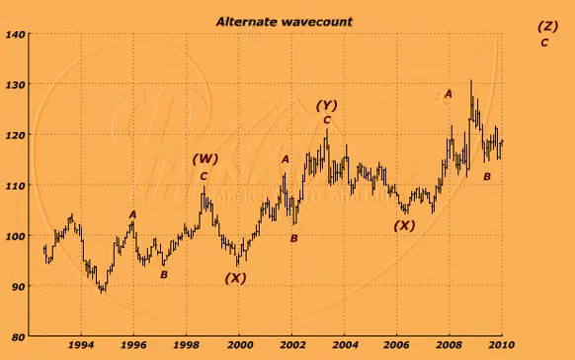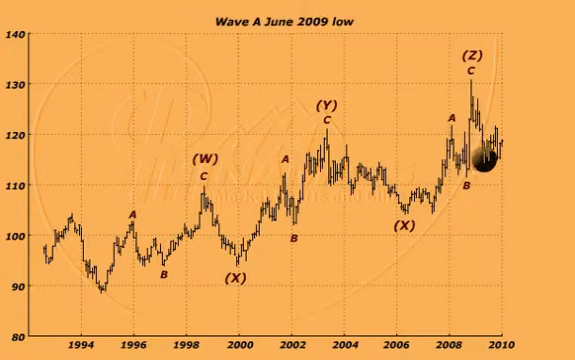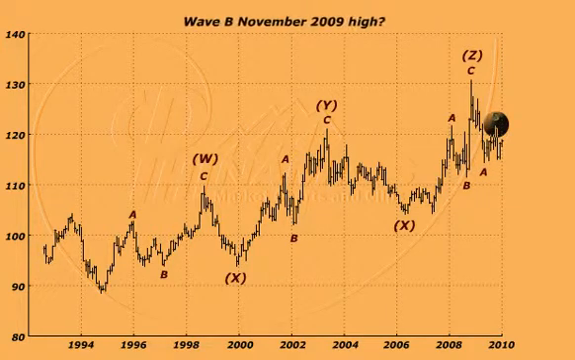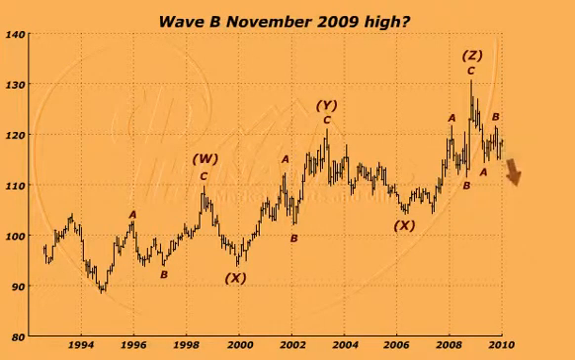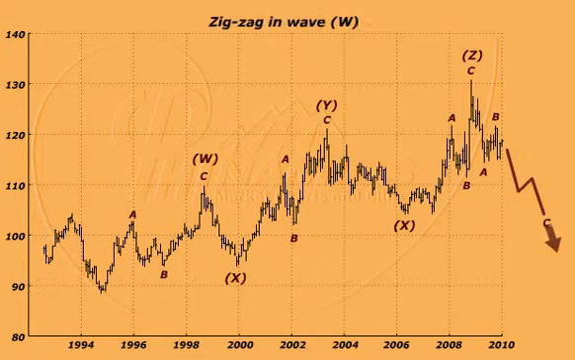The alternate wave count suggests that we have finished this whole bull market at the December 08 record high, and that we're now reversing these ABC sequences to the downside, of which wave A might be finished at the 114.08 low of June 09, wave B might be complete at 121.21 at the November 09 high, meaning that the next big move should be down in wave C to complete this first zigzag in wave W.